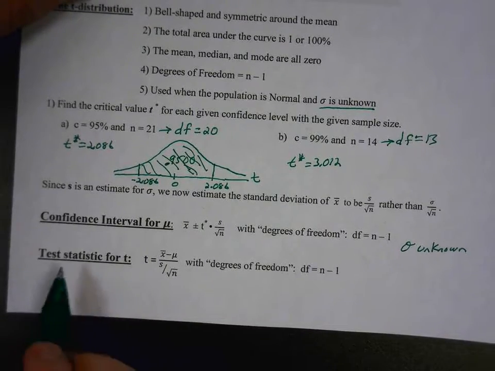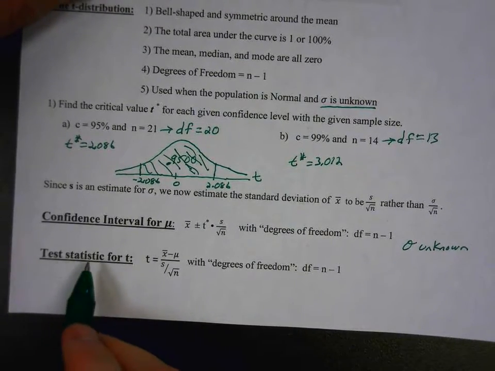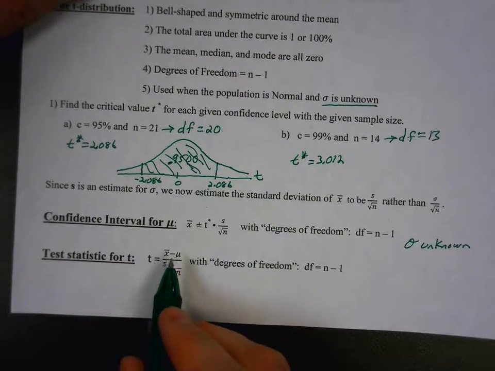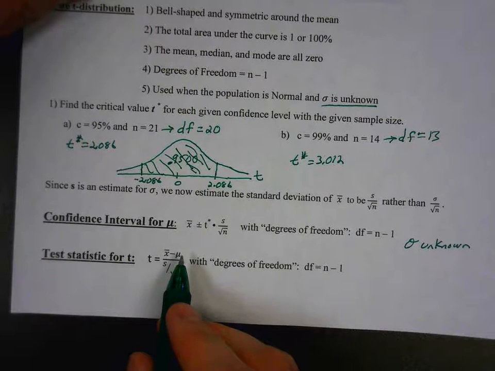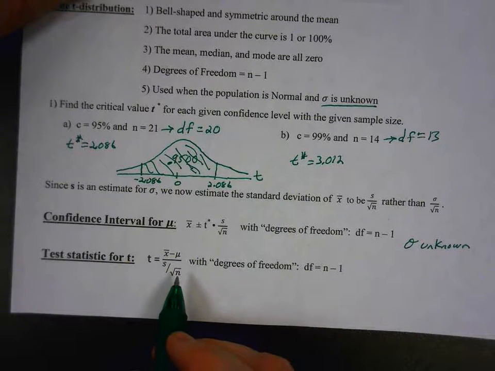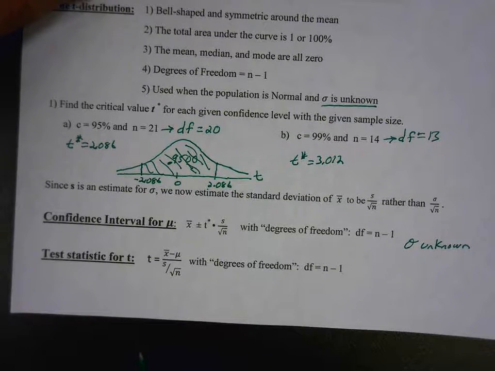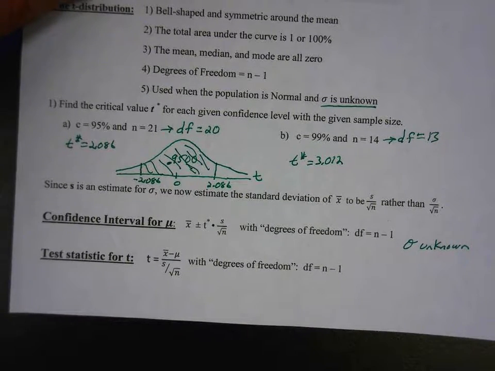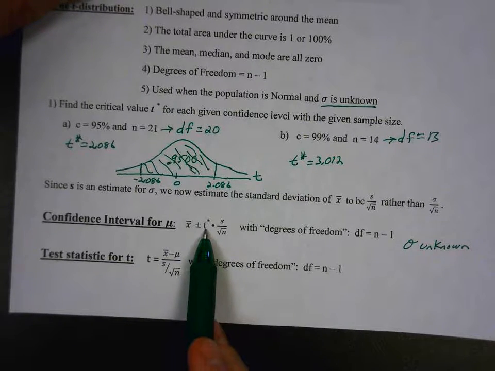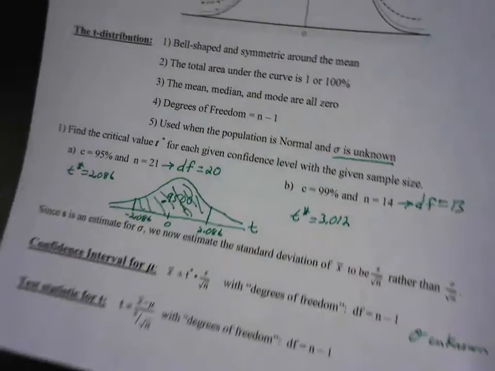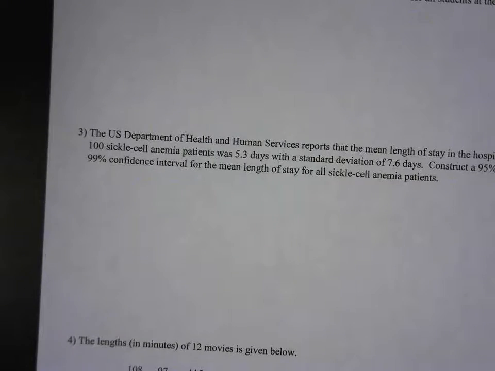As far as a hypothesis test goes, when you find a test statistic for T instead of Z, T equals x bar minus the mean, so the sample mean minus the population mean, divided by S over the square root of n, again with degrees of freedom n minus 1. So the concept is the same. It's just using T instead of Z and S instead of sigma. Okay, so next thing we look at is to do an actual confidence interval.